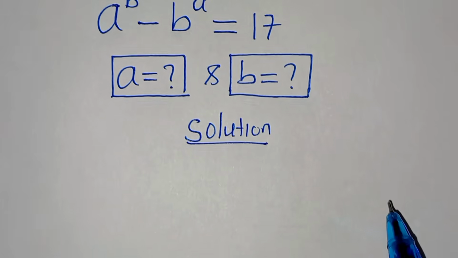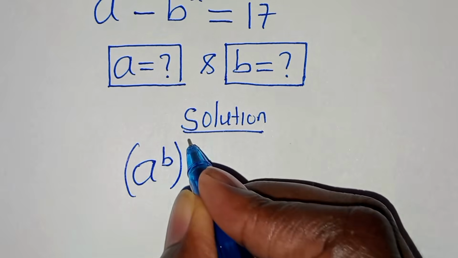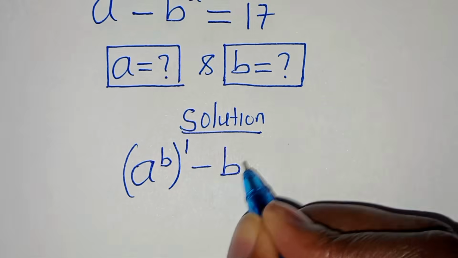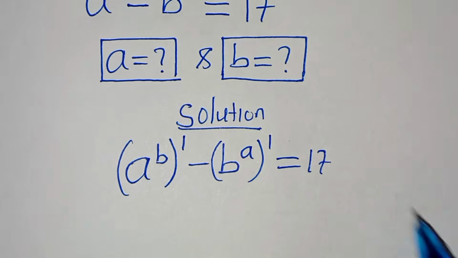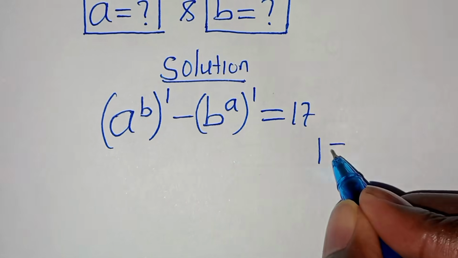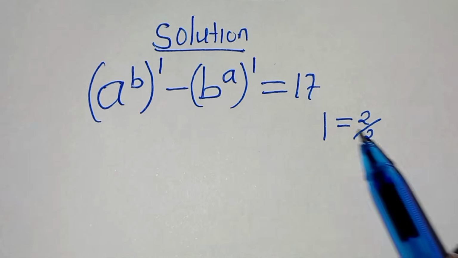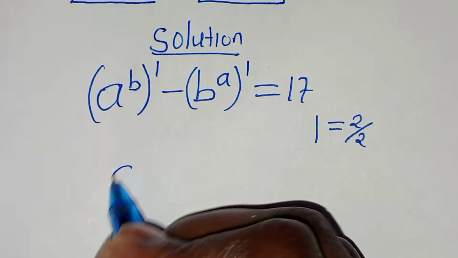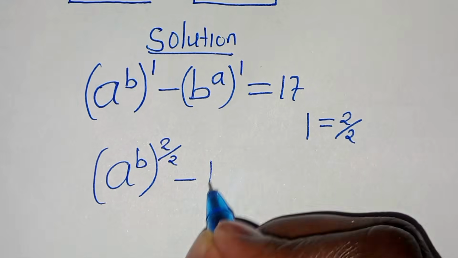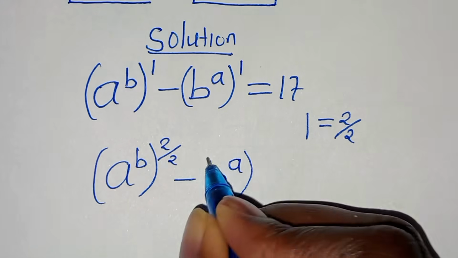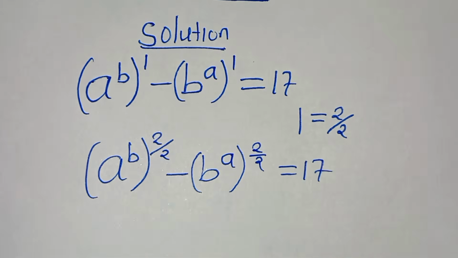Now the first step is that you can express a to the power of b, raised to the power of 1, minus b to the power of a, raised to the power of 1. This is equal to 17. We can express 1 as 2 over 2, so let's substitute 1 with 2 over 2, which gives a to the power of b raised to the power of 2 over 2 minus b to the power of a raised to the power of 2 over 2, equal to 17.